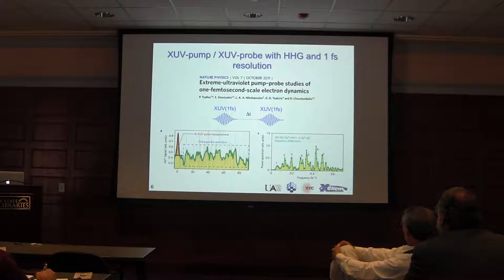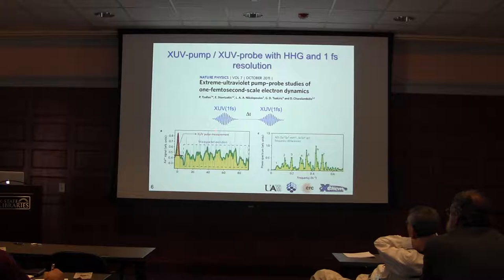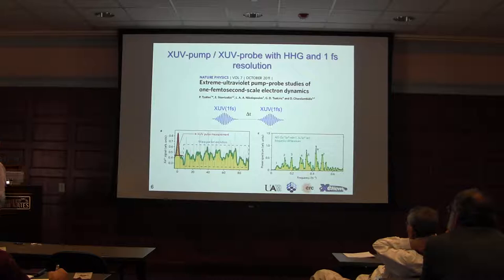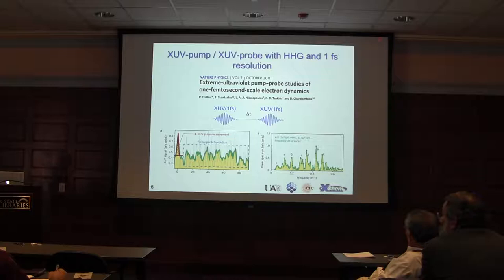So there is a recent work by the group of Dimitris Charalambidis in which they generated pulses of about 1 femtosecond duration, and they performed a pump probe experiment on xenon atoms. And basically, they had enough time resolution to see the beatings of the wave packet evolution. In this case, it's the electronic wave packet. And by calculating the Fourier transform of these beatings, they observed the different frequencies associated to this motion. Okay, so this is, to my knowledge, the first experiment in which you have the necessary time resolution to see the electronic motion in an atom.